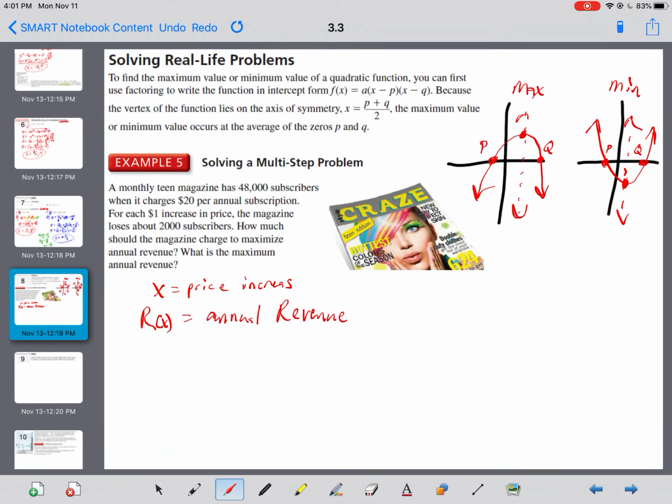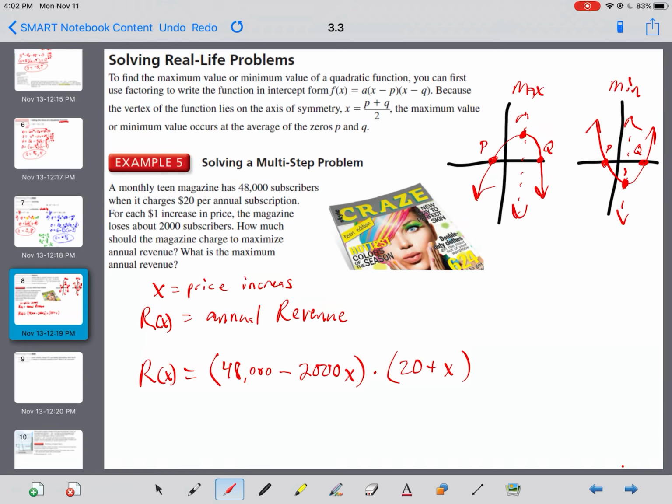Okay, so now we need to make an equation. So R of X is equal to the number of subscribers times the subscription price. Well, the number of subscribers, they tell us, starts at 48,000, but it goes down by 2,000 subscribers for every price increase that happens. And our price is going to be $20, but it goes up every price increase that we do. So then we got to multiply those bad boys together.